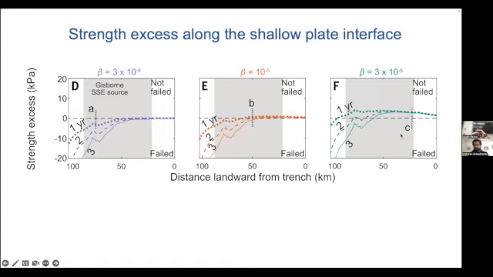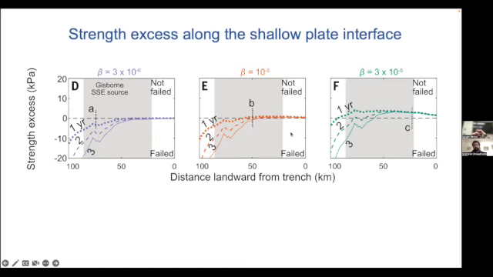And so this plot has strength excess on the y-axis after 1, 2, and 3 years. And you'll note how it's pretty small, versus distance from trench along the x-axis. So a majority of the SSE source region is colored in gray. And what you'll see is that it has a nearly 0 strength excess for between 1 to 2 years. And what this means is that this area is ready to fail. So this indicates that basically a broad region of the shallow plate boundary may be primed to fail.